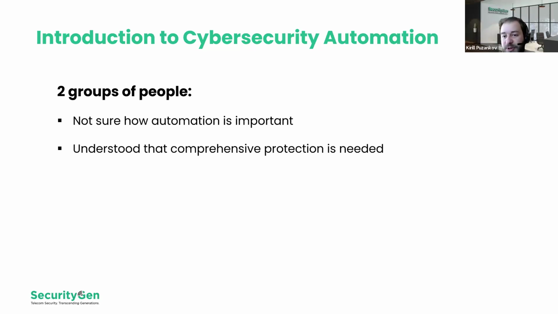So the first group is the ones that are not sure whether automation is really important, or whether it can be done in some other way, let's say, through a subsequence of products, installations, services, etc. So the ones that have not yet decided if they actually need automation, right?